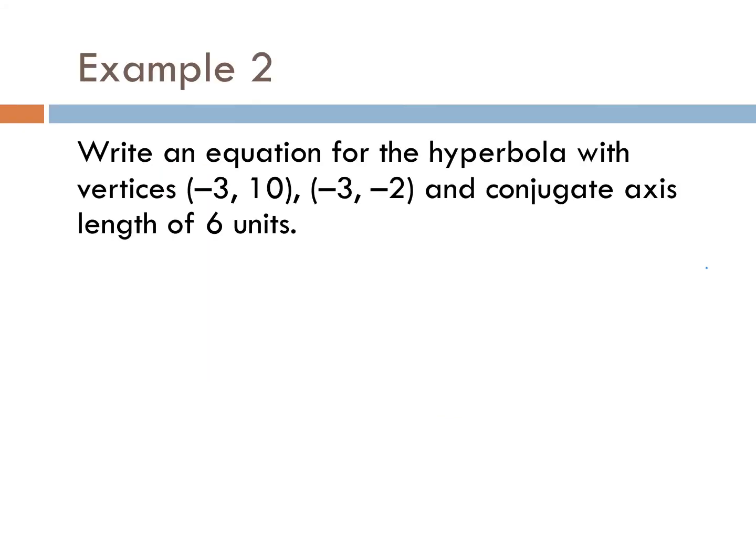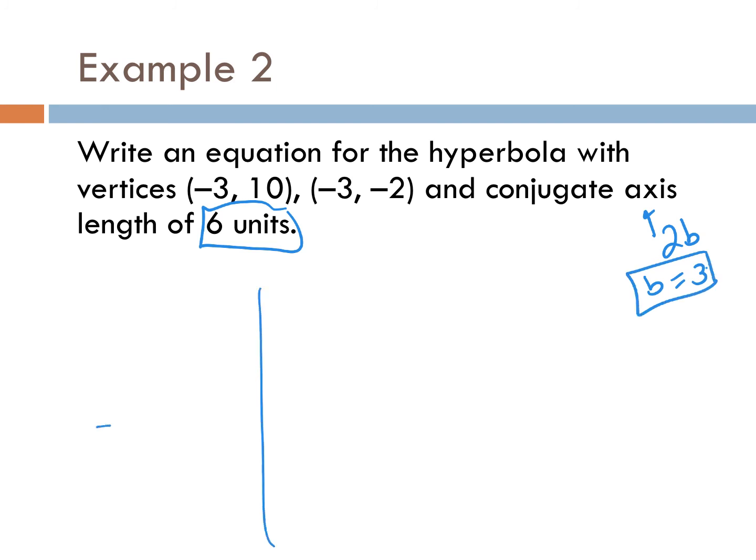So let's take a look at one more here. I give you the vertices, and then I also give you the conjugate axes. Remember, the conjugate axes, that's twice b. So that number 6 that you see, that's going to be twice the letter b. That means b has got to be 3. Let's keep that in the back of our mind.